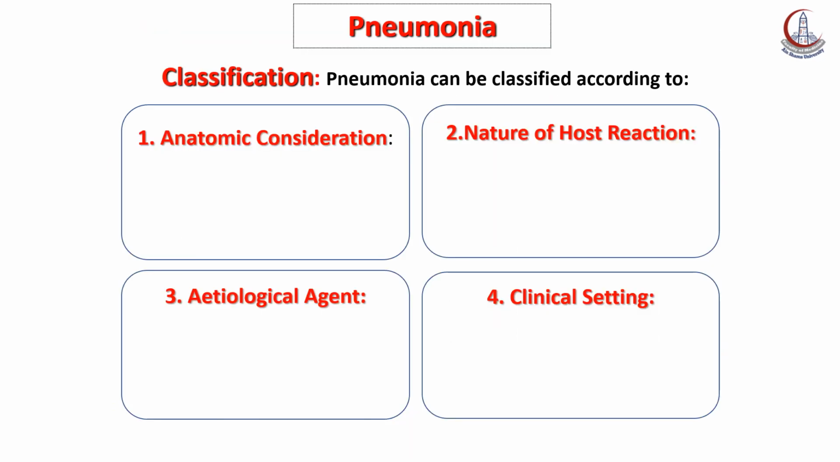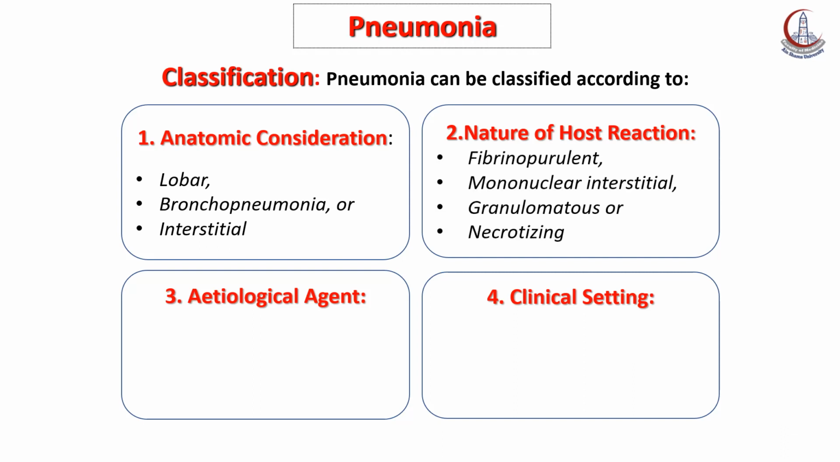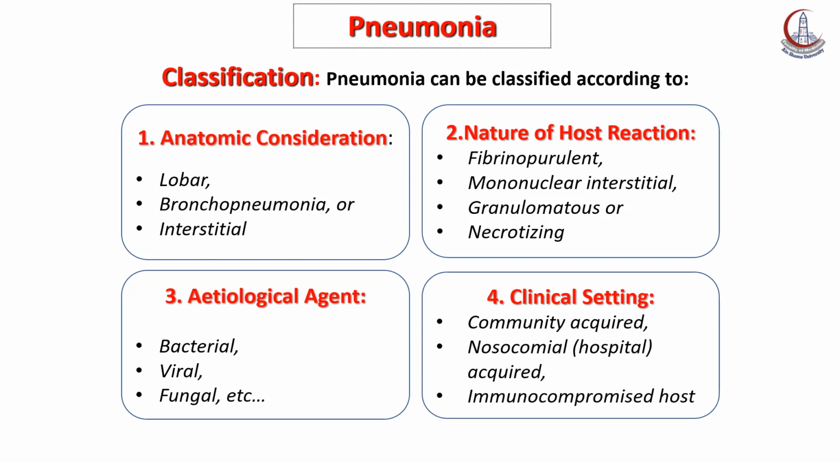Pneumonia is classified according to its anatomical position, like lobar, bronchopneumonia, or interstitial pneumonia; according to the nature of the host reaction: fibrinopurulent, mononuclear interstitial response, granulomatous reaction, or necrotizing pneumonia; according to etiological agents, as bacterial pneumonia, viral pneumonia, or fungal, etc.; and according to clinical setting: is it community acquired, nosocomial (hospital acquired), or in an immunocompromised host?